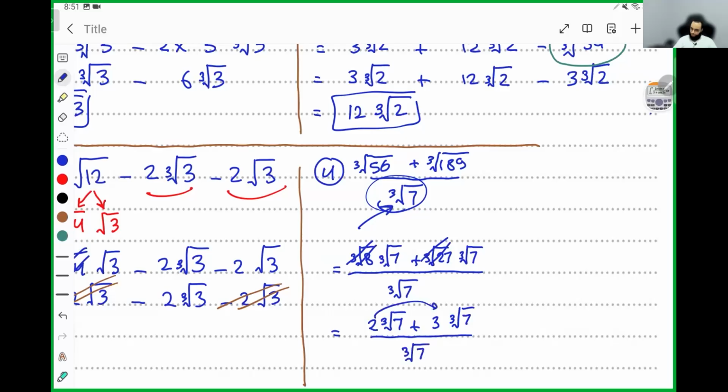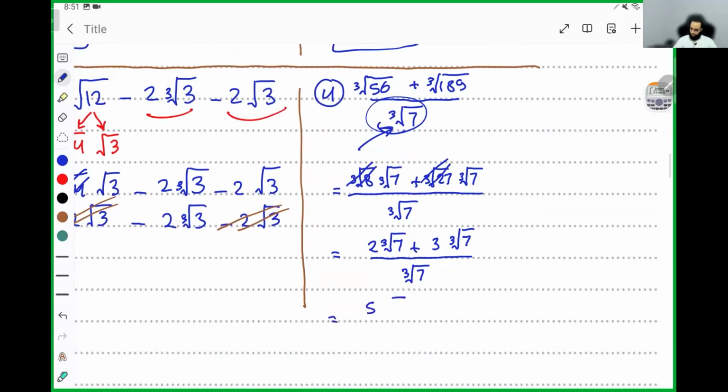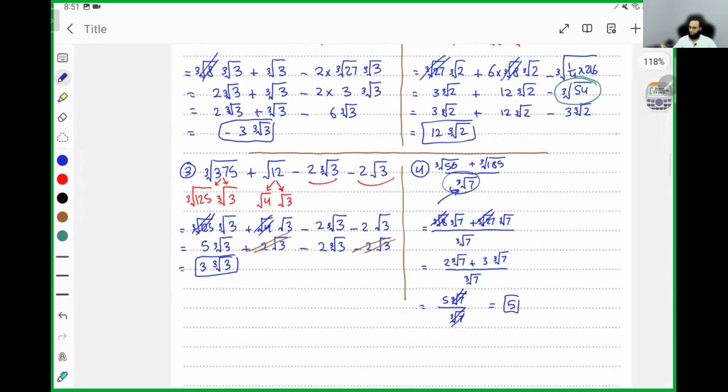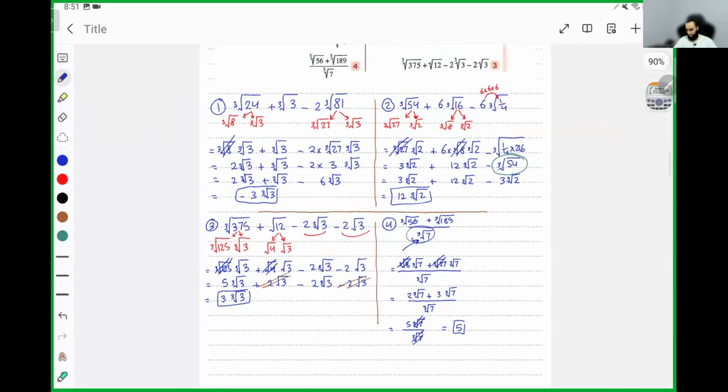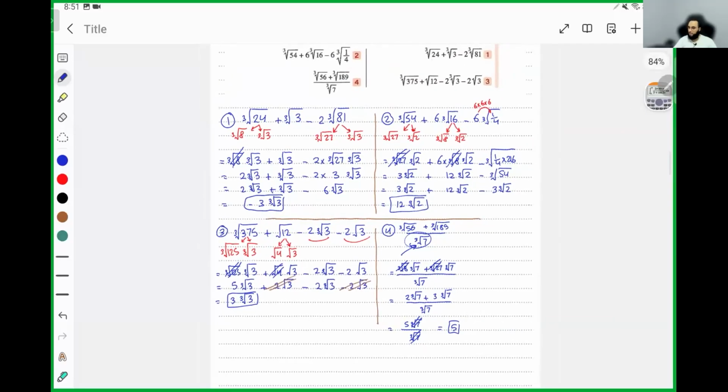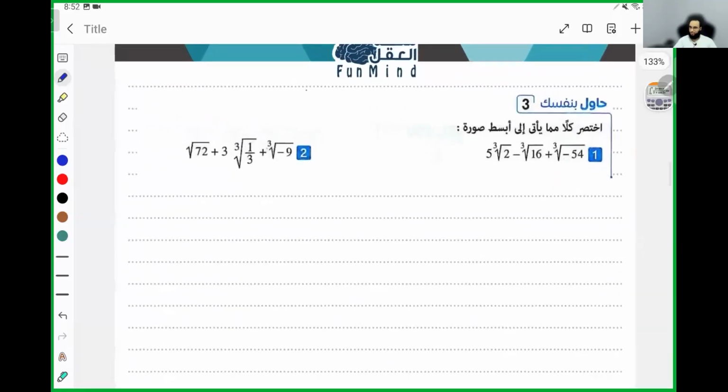You know 2 plus 3? 2 plus 3 equals 5. 5 root 7 over root 7. Root 7 with root 7 equals 1, but they are divided. Correct? Correct. Any problem? No. Is it clear? Yes. Thanks. Let's go for this.